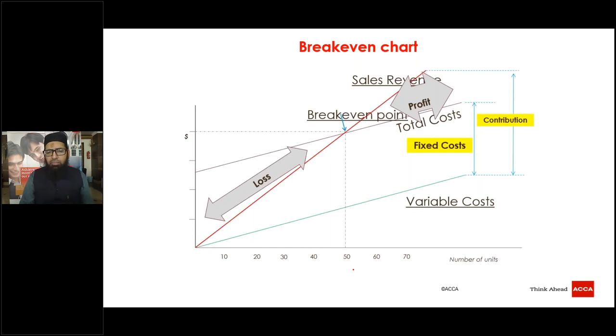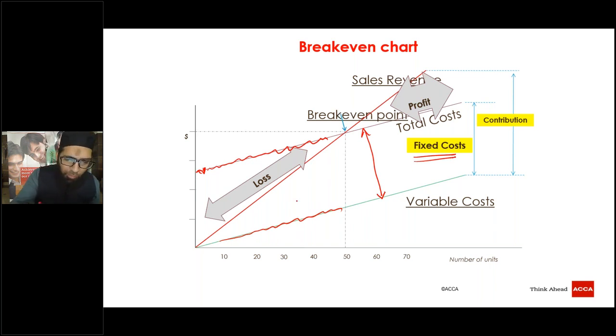Let's further analyze the break-even chart. Now, this is total cost. So if I subtract the fixed cost from the total cost, I will get the variable cost. So this green line represents the variable cost only. Now the difference between the total cost and variable cost is fixed cost.